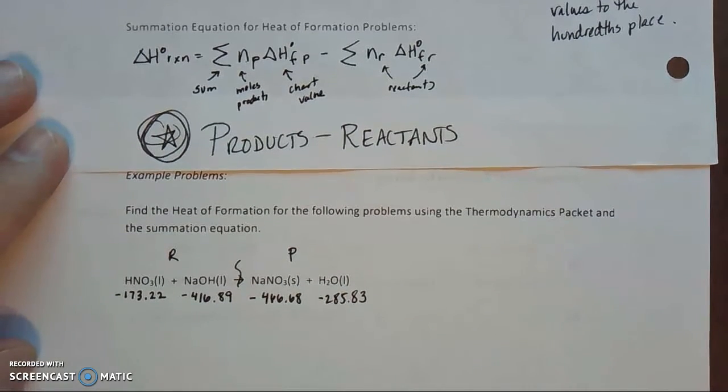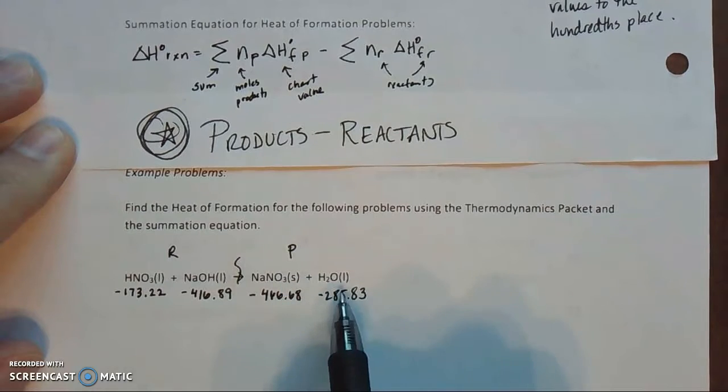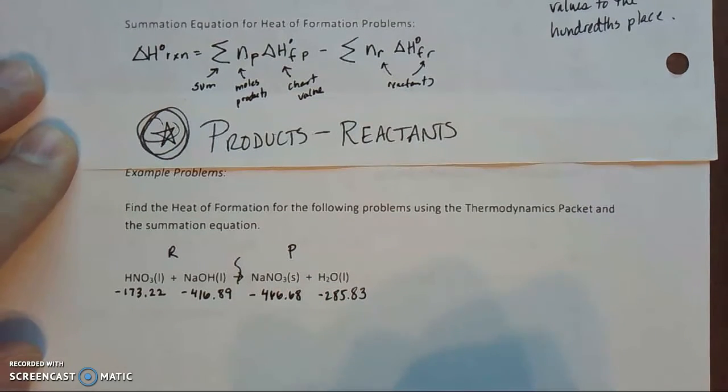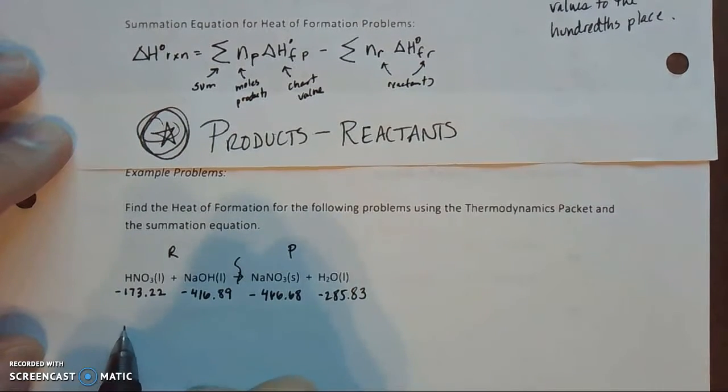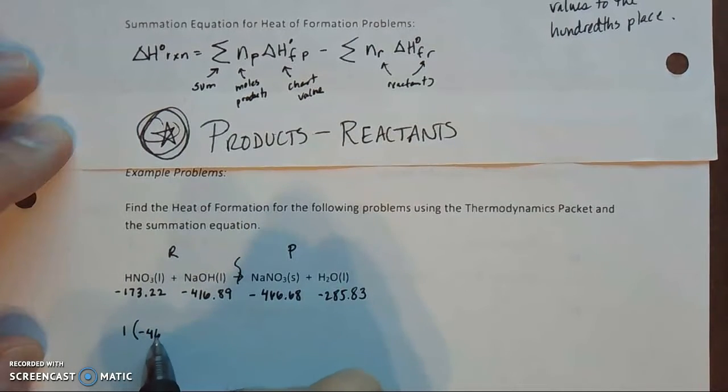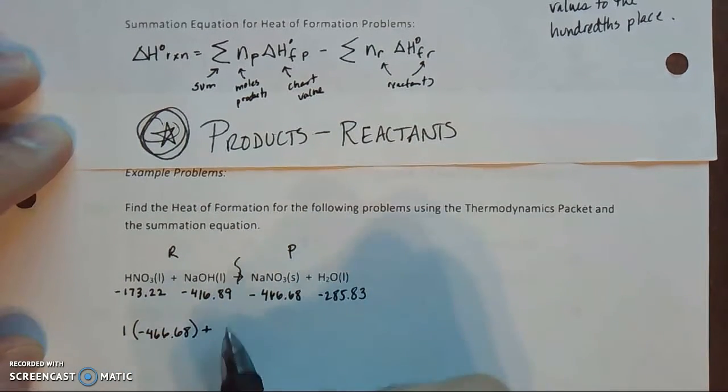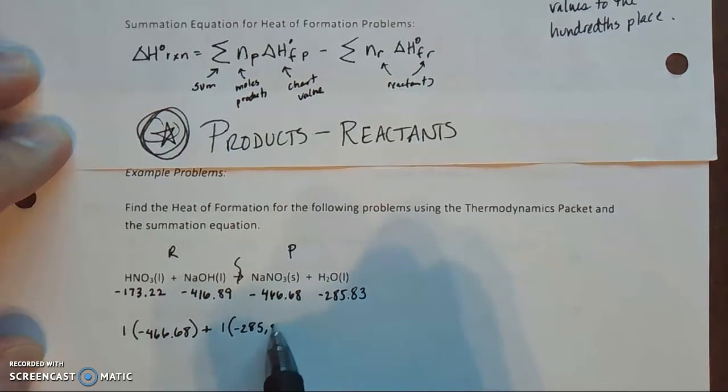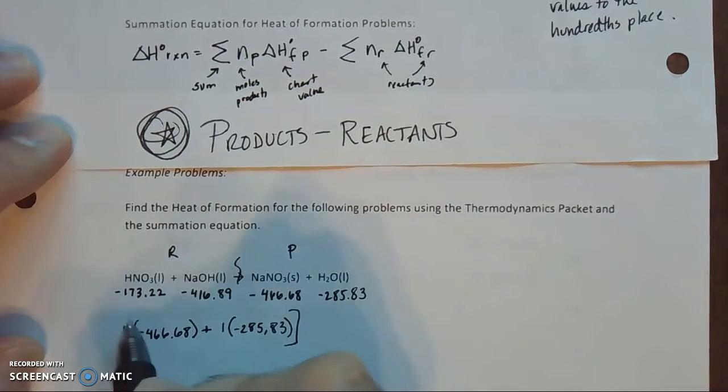So now that we have those values down, we have coefficients of 1 in front of everything. So products minus reactants, and it's very easy to make mistakes writing these down, so use groupings. I have 1 NaNO3, so 1 times negative 466.68 plus 1 H2O, negative 285.83.